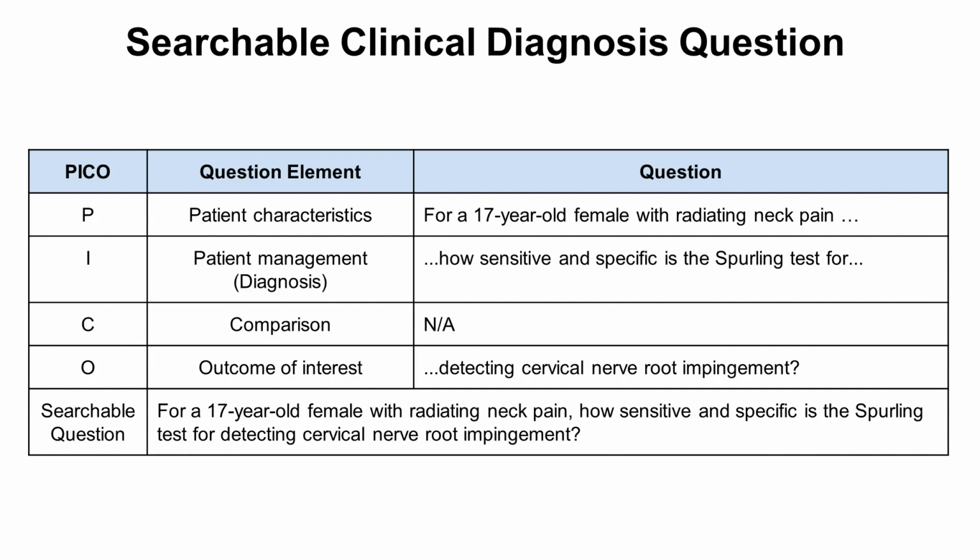You can use the same patient example to formulate a diagnosis clinical question. And again, the patient characteristics, 17-year-old female, and she has radiating neck pain. The patient management piece, or the I, is really a diagnosis. How sensitive and specific is the Spurling test, and there's no comparison because it's a diagnosis question. The outcome of interest is going to be detecting cervical nerve root impingement. Again, you put all the pieces together, and the question is shown at the bottom of the table. For a 17-year-old female with radiating neck pain, how sensitive and specific is the Spurling test for detecting cervical nerve root impingement? And this is an example of a diagnosis clinical question.